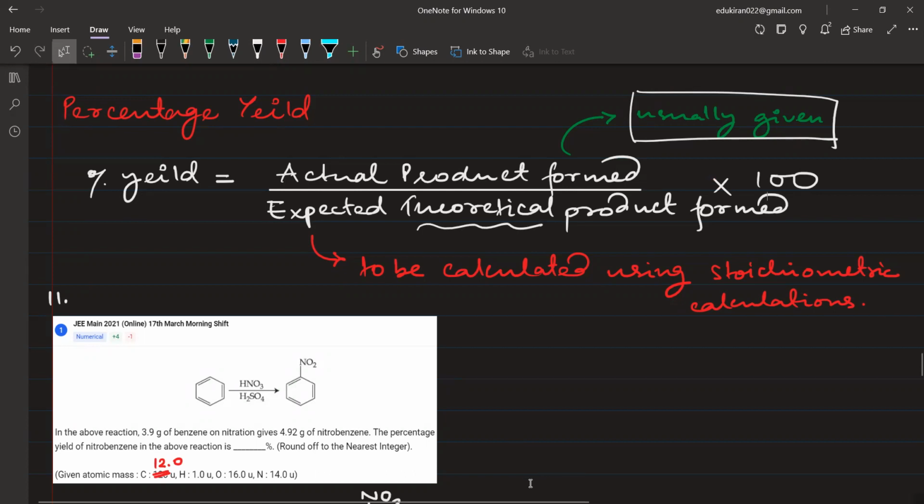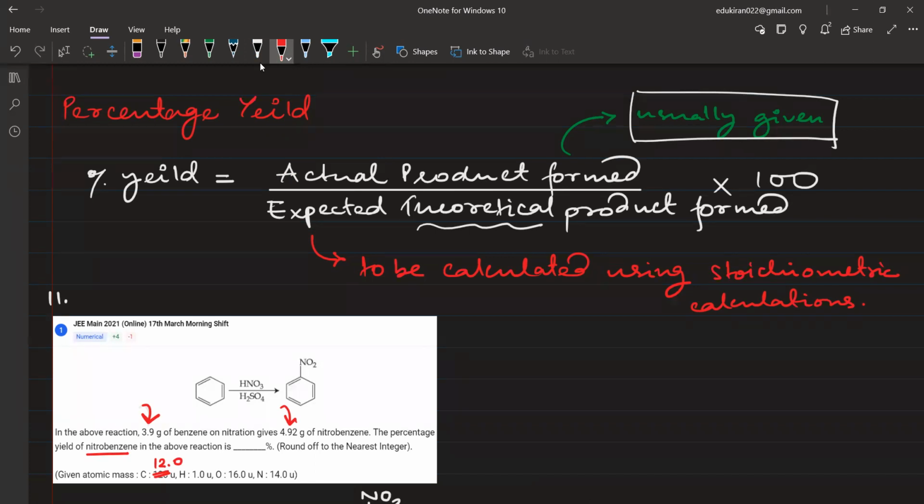For example, here we have a question. In the above reaction, 3.9 gram of benzene on nitration gives 4.92 gram of nitrobenzene. ये क्या है आपका? This is actually में हुआ था, ठीक है. क्या हुआ? Actually में ये हुआ 3.9 gram of benzene somebody took, they did nitration on it, and they got 4.92 gram of nitrobenzene. So actually you have been given the percentage yield of nitrobenzene in the above reaction is dash percentage. So you have to calculate the expected theoretical product form.